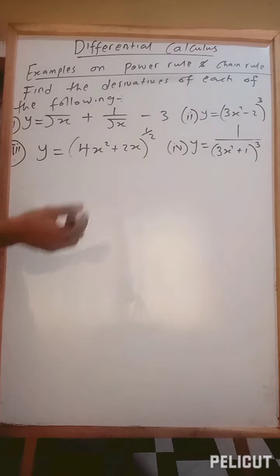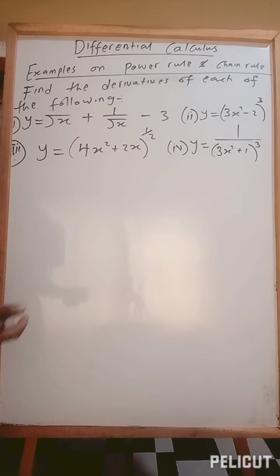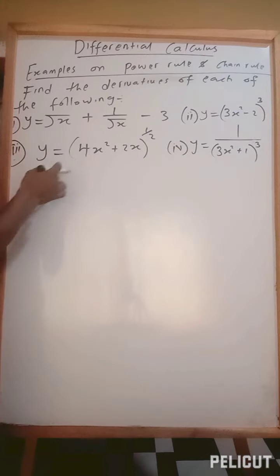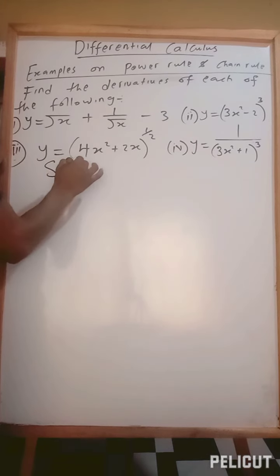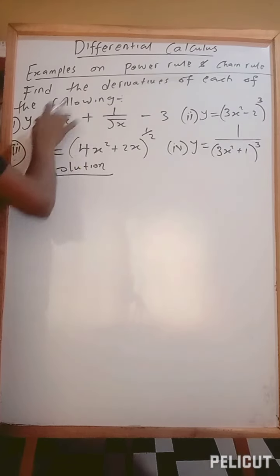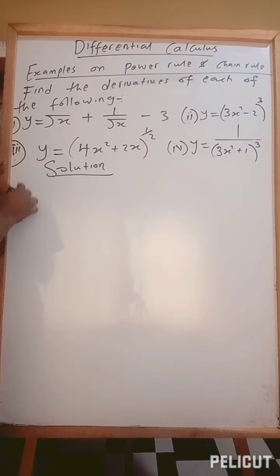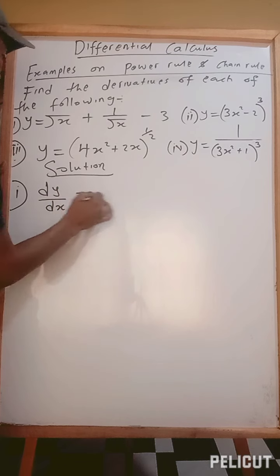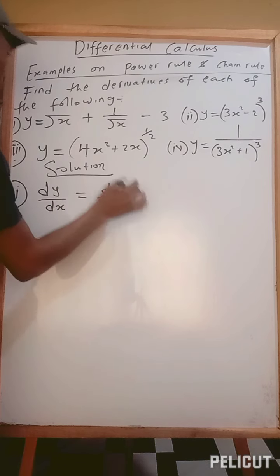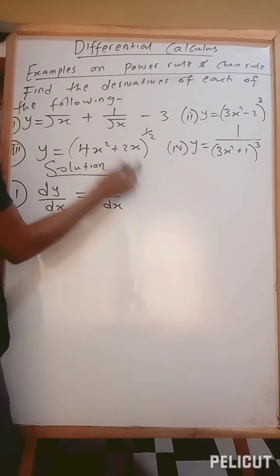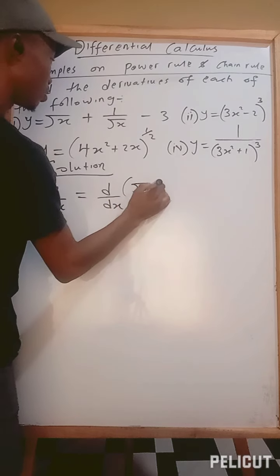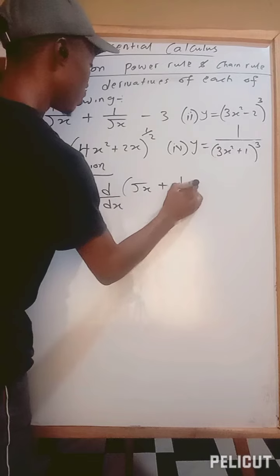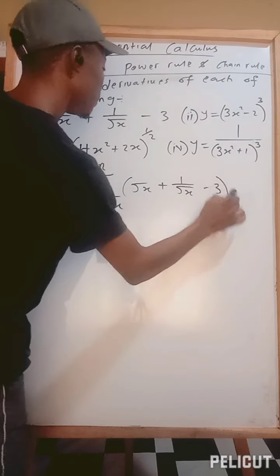Okay guys, we've got ourselves some examples on power rule and chain rule. So let's look at the first example here. The question says we should find the derivative of this. So this is going to be dy/dx, derivative means dy/dx, or the rate of change. And that's going to be d/dx of y, which is all this function: root x plus 1 over root x minus 3.